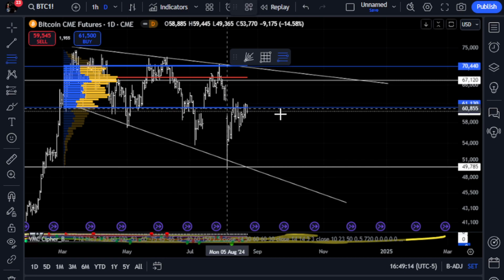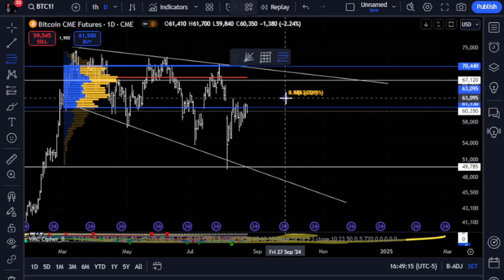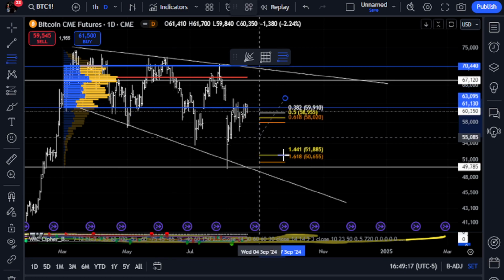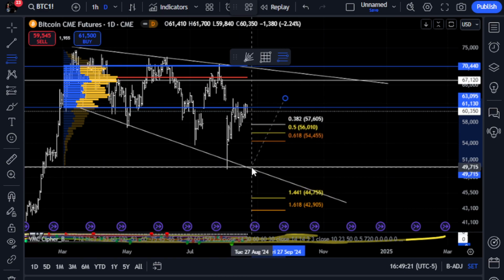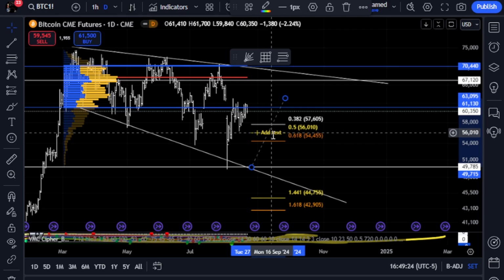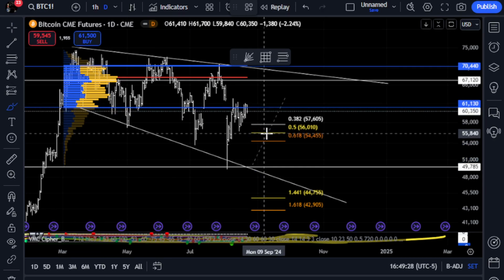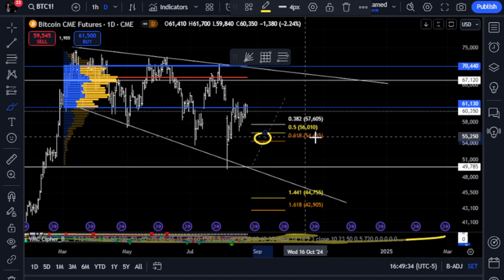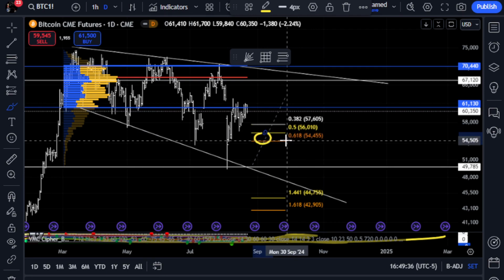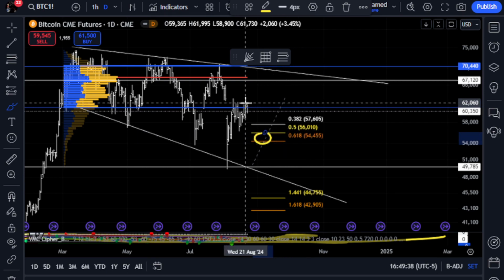So if we do reject here, I'm going to be looking at this high right here to this low, how far I want to see it pull back, a good 50% of the way. If we do reject here, I will be looking for a long trade in the 55 to 56,000 area. 55 would be about my target price.